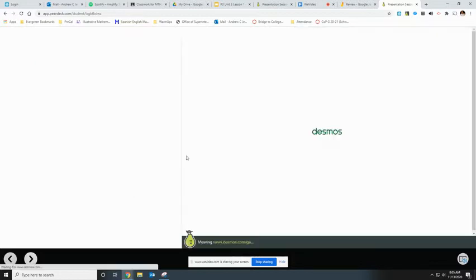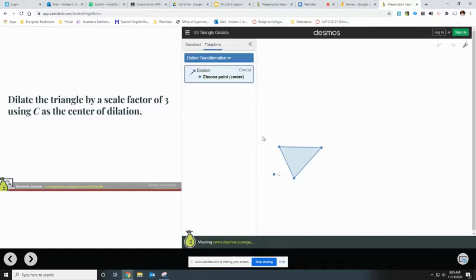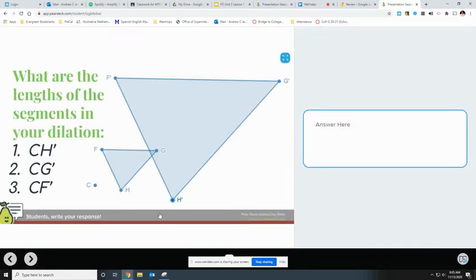Okay, let's move to this next one. So this is the same idea. Dilate the triangle by a scale factor of 3 using C as the center of dilation, except that C is out here. So when you define your transformation, you're going to choose C as your center, and then apply 3, and then select your points. So here, and then the rest of them, and then go ahead and connect them. And then you should get an image that looks like this.